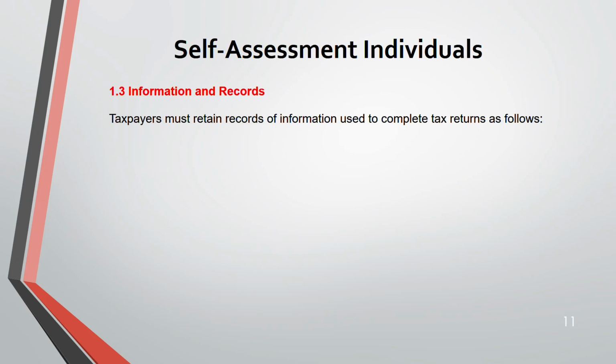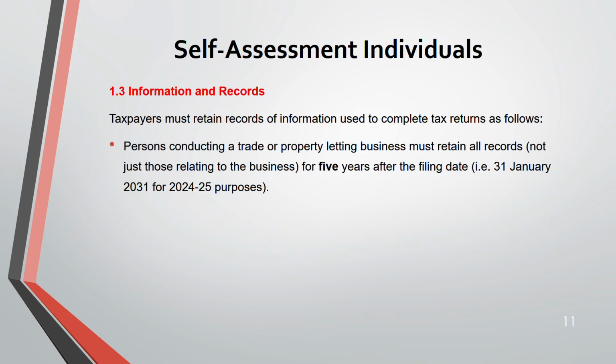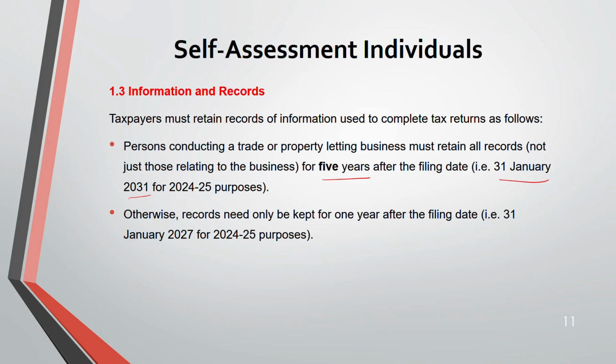Now, information and records that a taxpayer must retain are: if a person is conducting a trade or they are into a property letting business, they have to retain those records for 5 years after the filing date. So filing date is when? 2026. From 2026, if you take 5 years, it is 31st Jan 2031. And if you have any other record otherwise, you only have to keep it 1 year after the filing date, that is 31st Jan 2027.